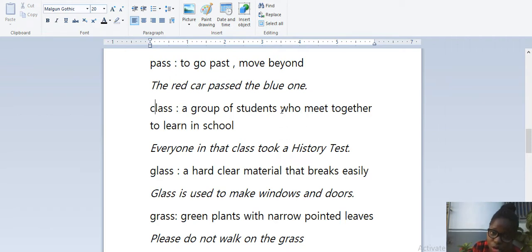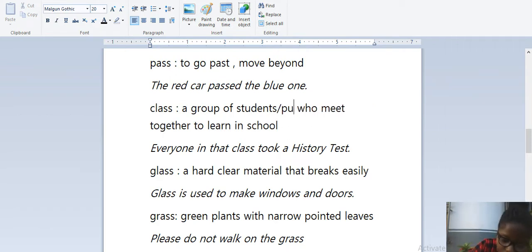Another name for students is pupils. Let me add that over here. So like I said, get it straight. A class is not the room. The room itself is a classroom. You, the individuals, the students, the pupils, you are the class. So when we say class, we are referring to the pupils or the students. We're not referring to the room. So the meaning of class is a group of students or pupils who meet together to learn in school.